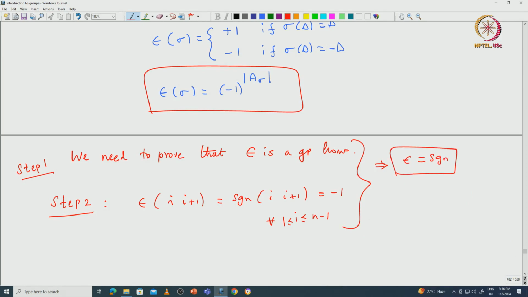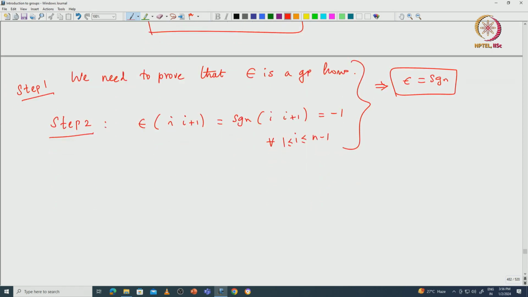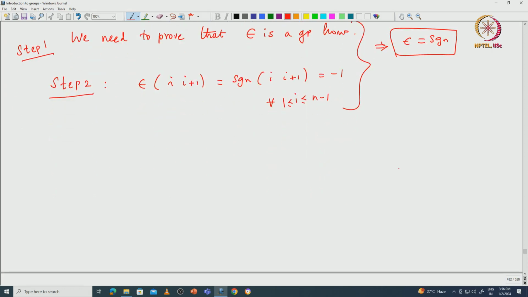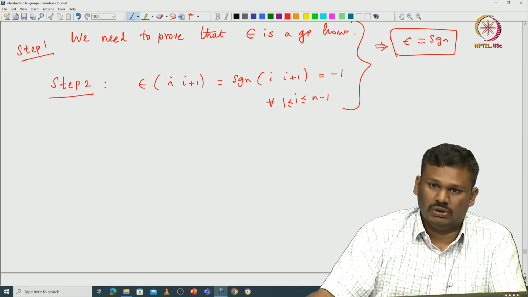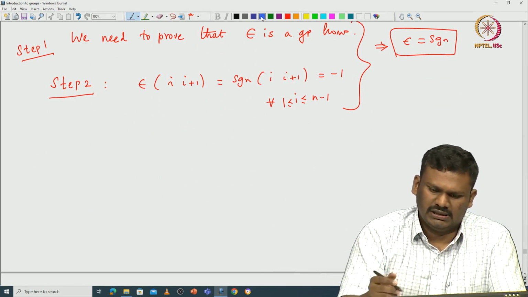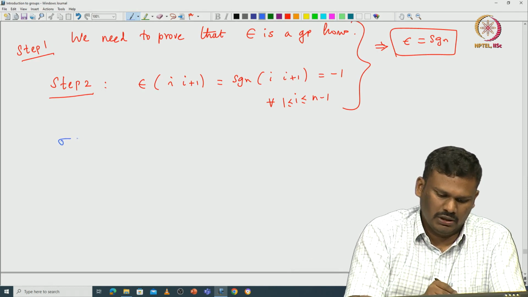Okay. So, we need to check these two facts. Let us check one by one, and then we can actually verify epsilon is the same as sine map. First of all, we will verify step 2, which is easy to verify. Let us see what sigma equal to i plus 1 does.